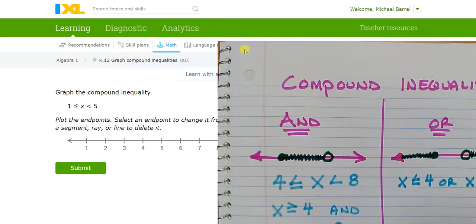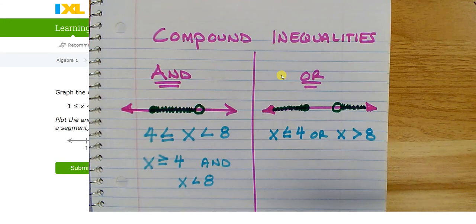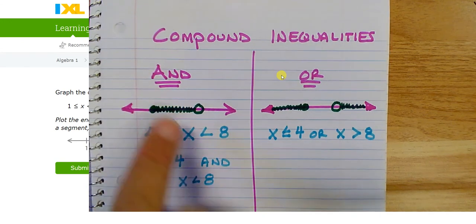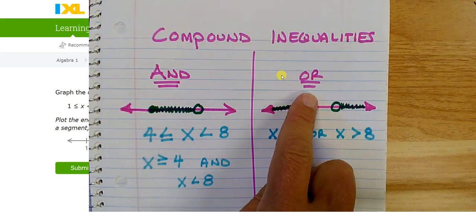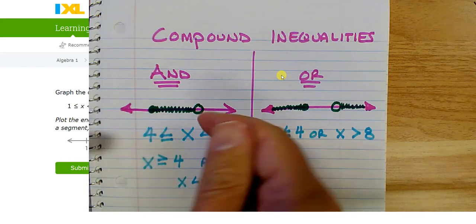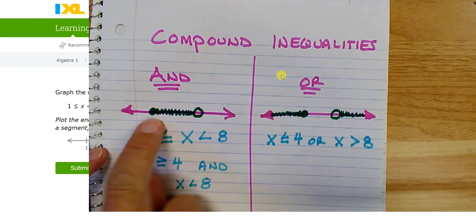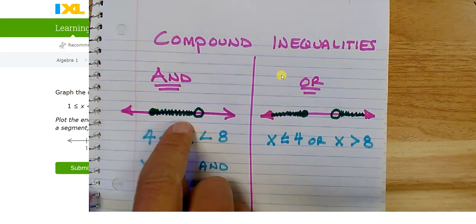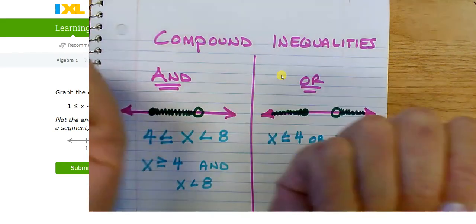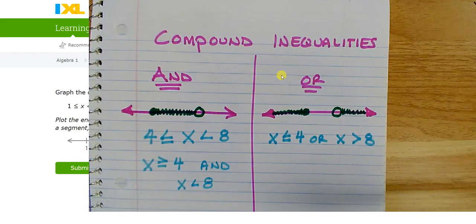Hey, it's Mr. Barr, and we're going to graph some compound inequalities. So there are two types of graphs here. We've got the AND graph and the OR graph. And the AND graph is always going to be coming in like this, where the two lines come together in the middle. The OR is always going to be going out like that, where they go away from each other.